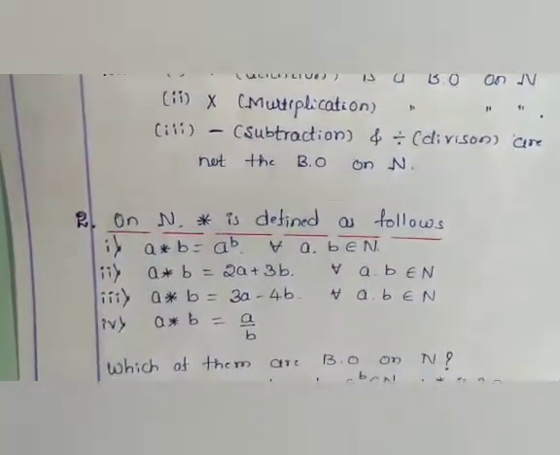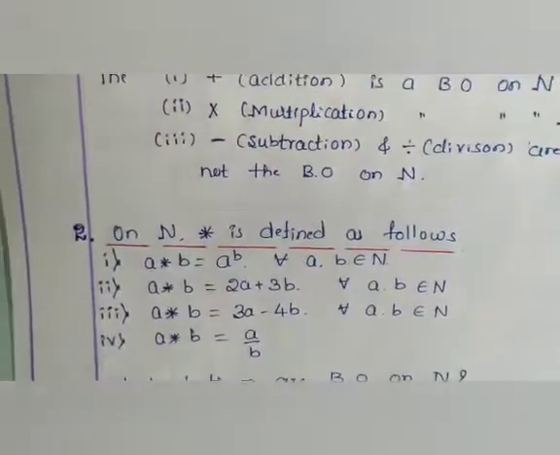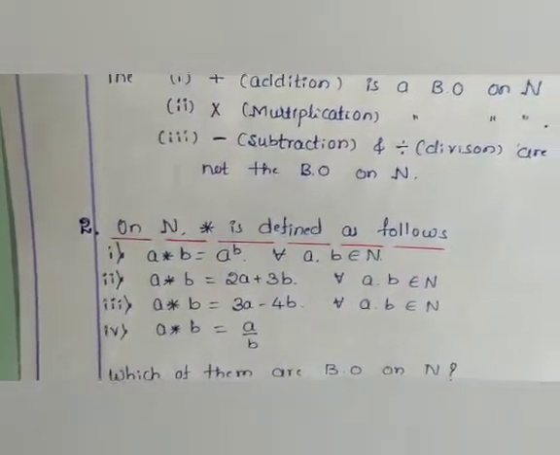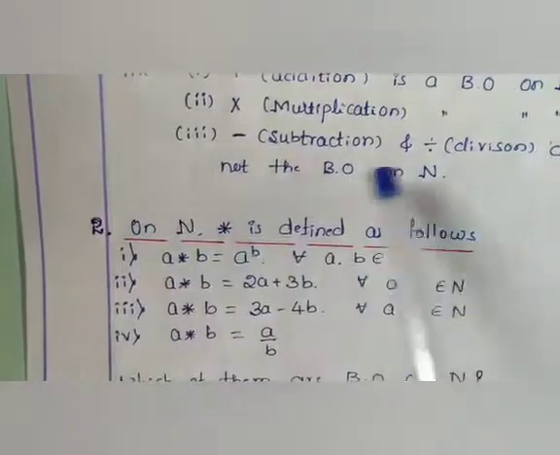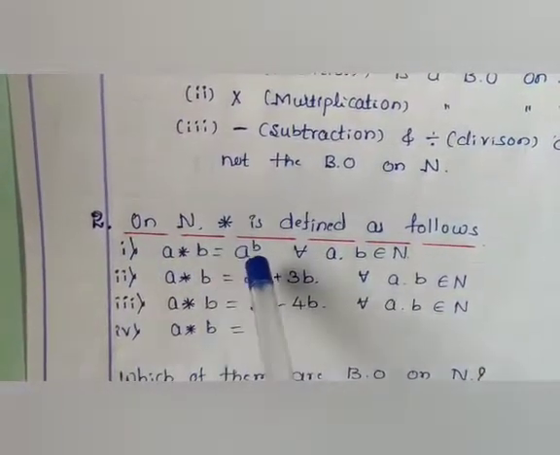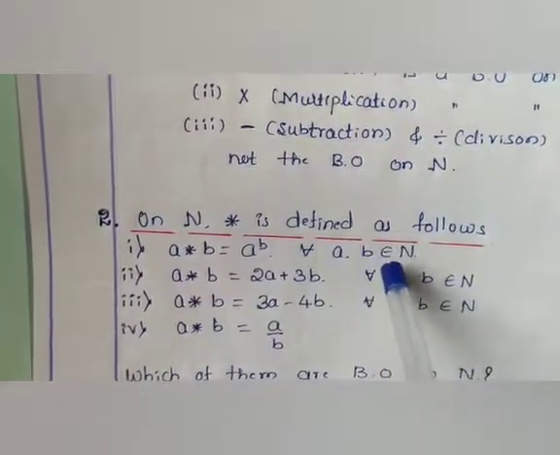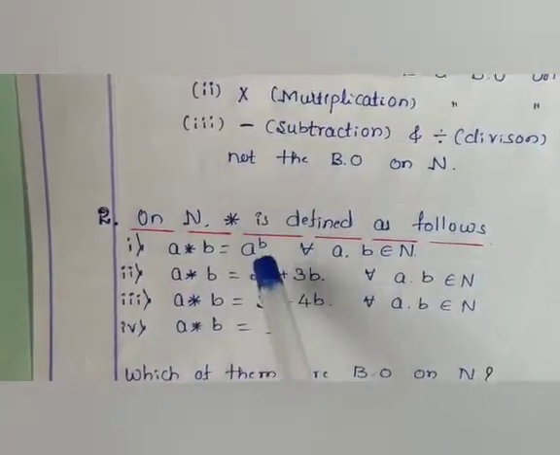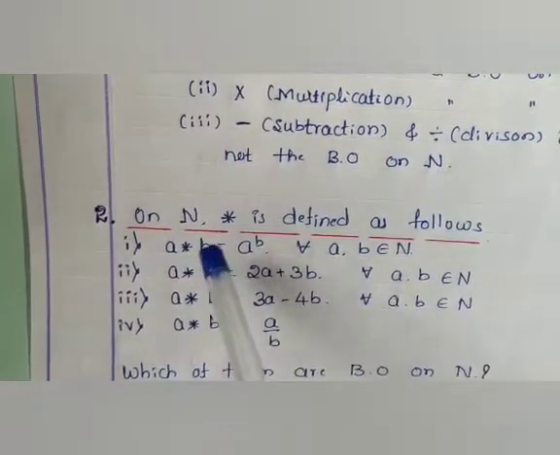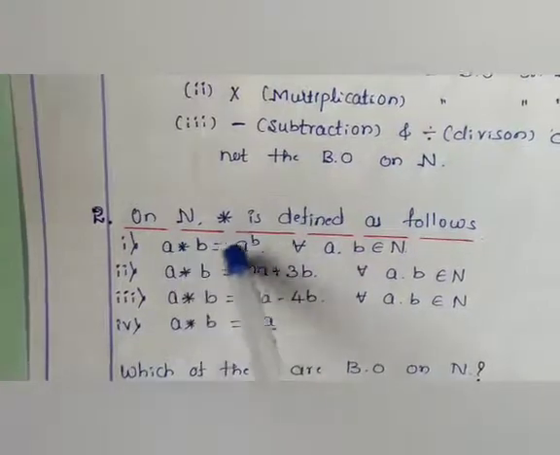Take another example on the binary operation on N. I will consider the natural numbers N. On N, star is defined as follows: a star b equals a raised to b, for every a and b natural numbers. So our work is to check whether star is a binary operation on N in this case or not.